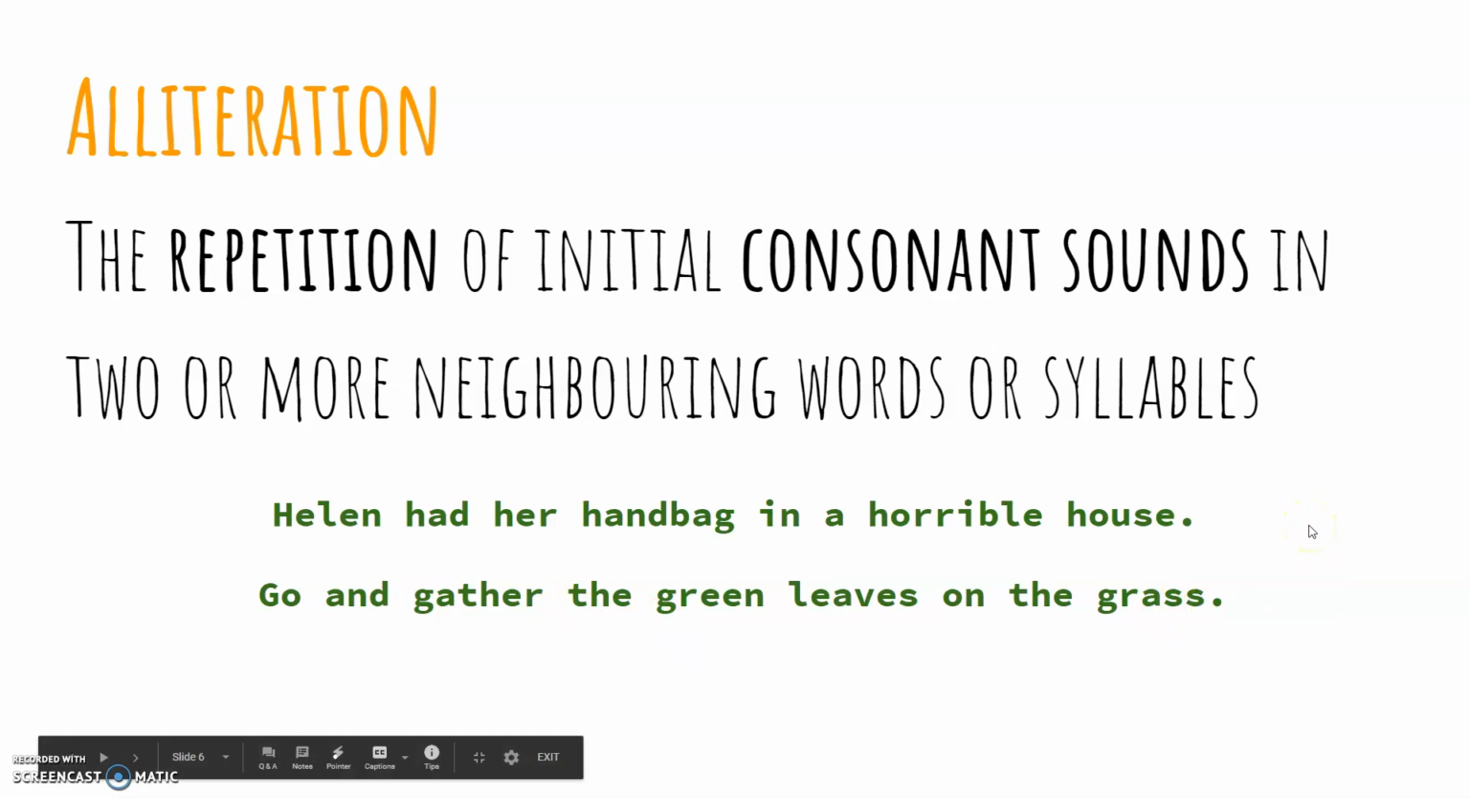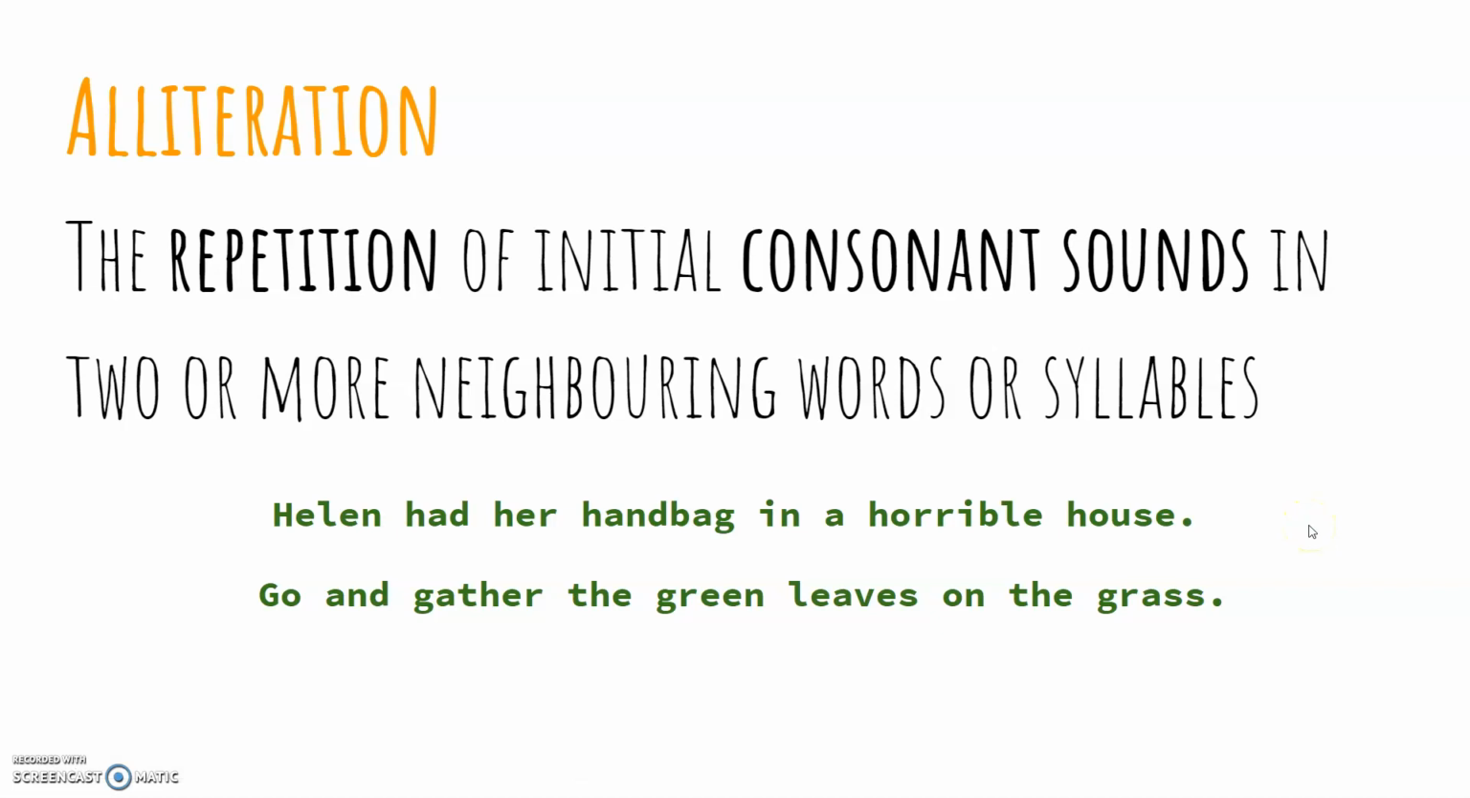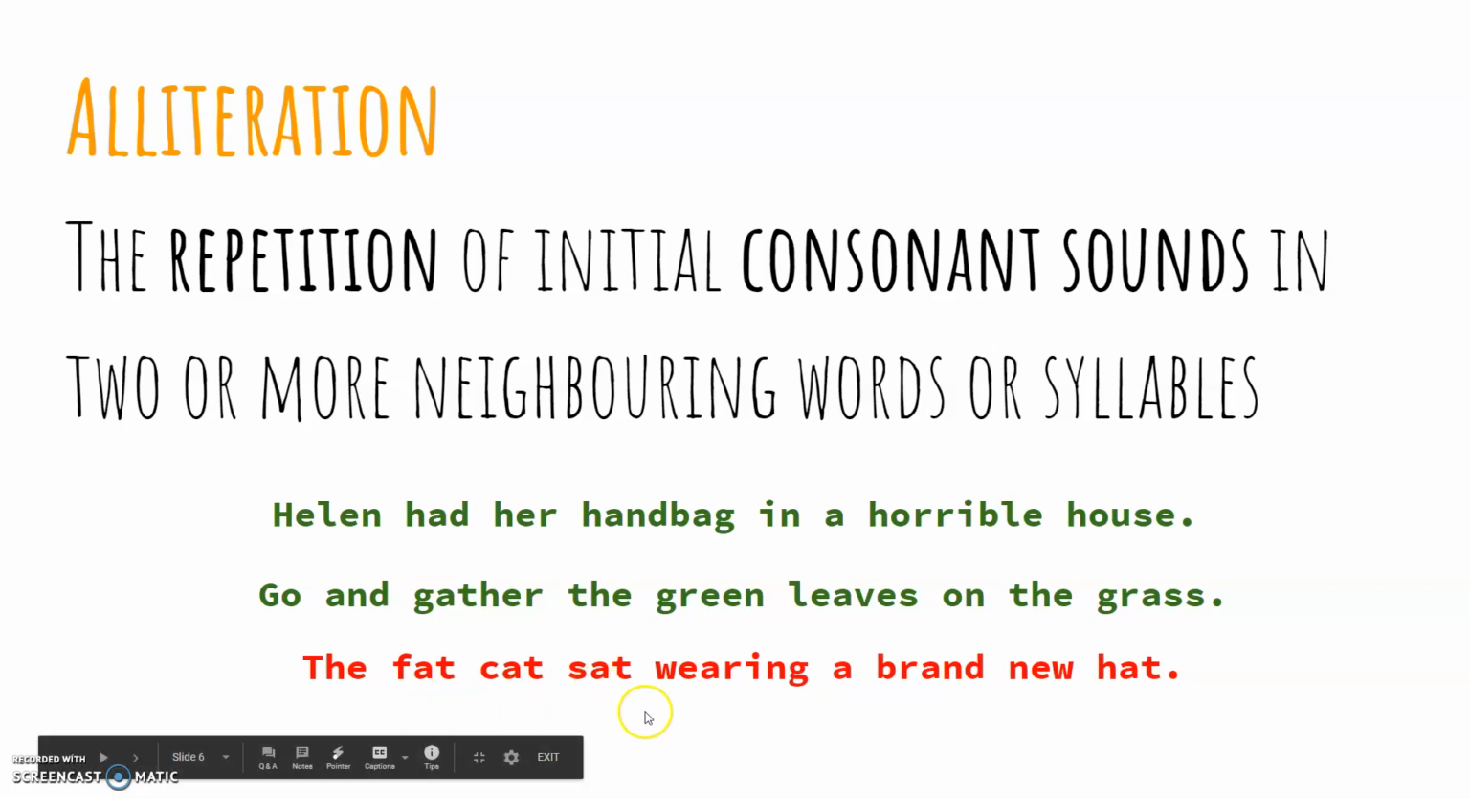Now here's an example that sounds good, but it's completely not alliteration. The fat cat sat wearing a brand new hat. Okay, fat, cat, sat, and hat, they sound very similar, but these are rhyming words. They're not using the initial consonant sounds and repeating them. So if you're going to use fat, you might want to use more words that start with F in this. The fat cat sat wearing a brand new hat sounds cool, but it's not alliteration.